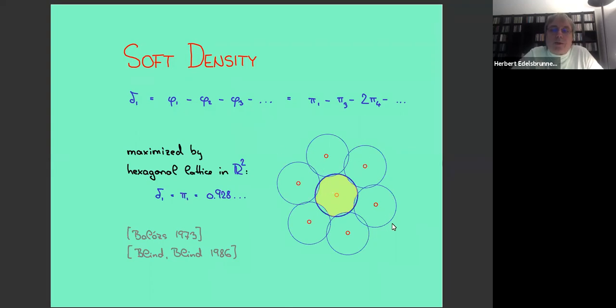And this is a problem that was studied before. So the packing of disks that maximizes the probability of being in exactly one disk is again the hexagonal lattice, and there's a little bit of overlap. So it looks roughly like this, although this is not a perfect drawing. This was proved for lattices by Ballas in 1973 and proved to be the optimum also among non-lattices by Blind and Blind in 1986.